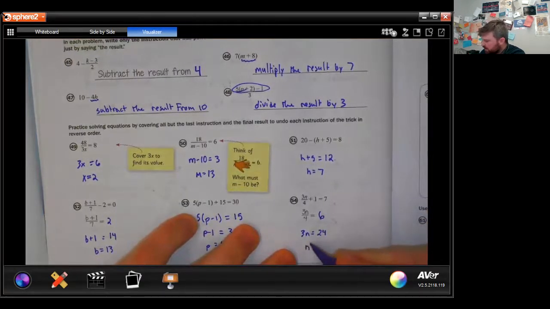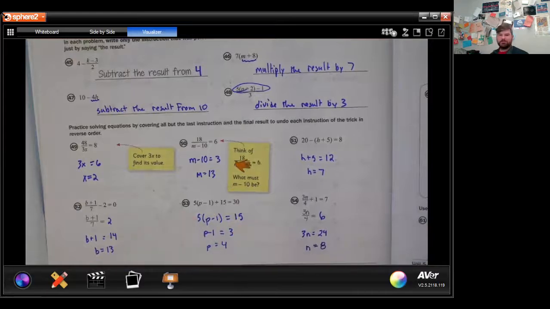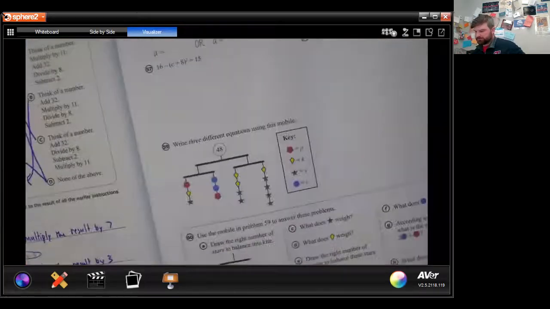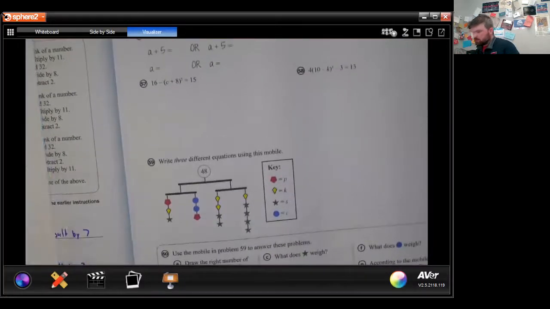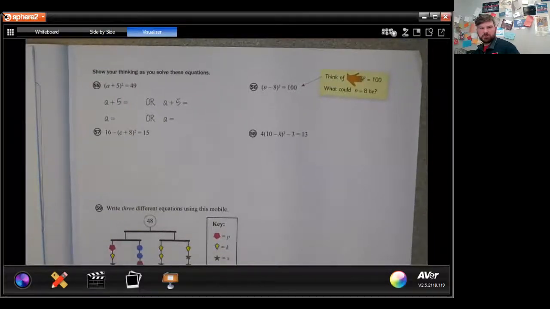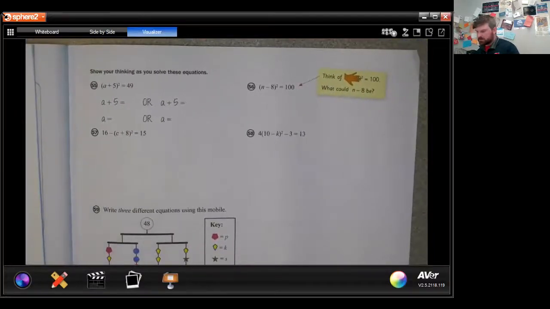Excuse me, 24 divided by 4 is 6. And then we're going to cover up n. So 3 times what number is 24? And that is 8. So a lot of times on these, you really need to know your addition and multiplication facts to get these fairly quickly. Okay, kind of our last page here. Show your thinking as you solve these equations.